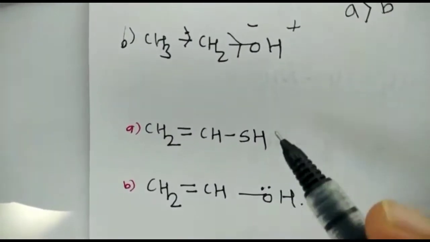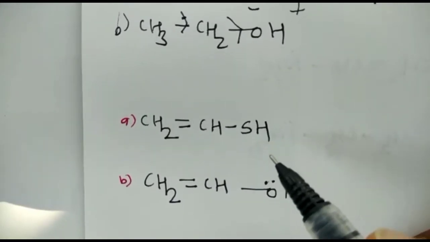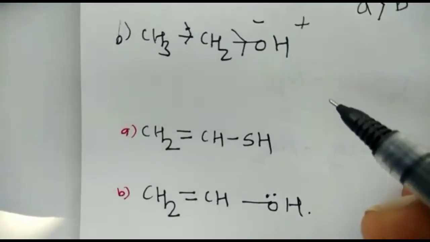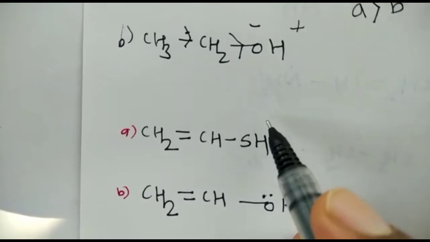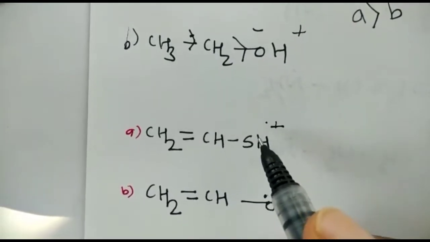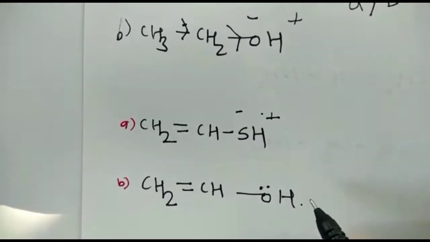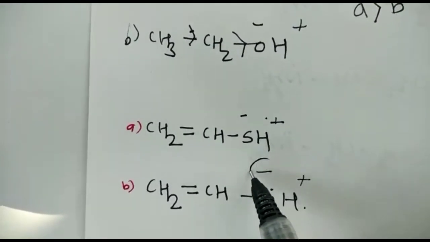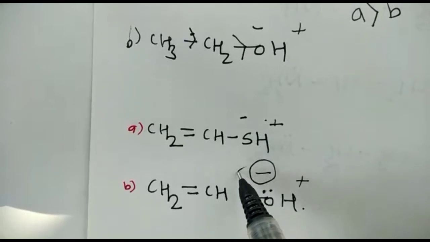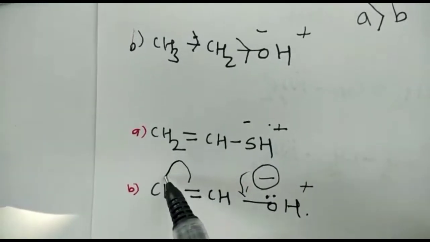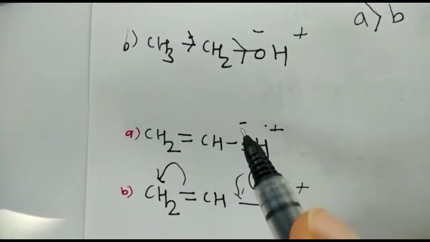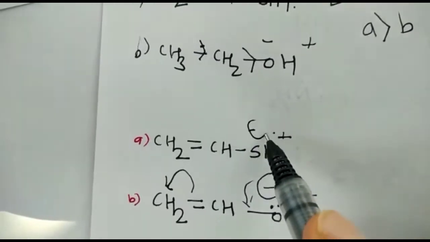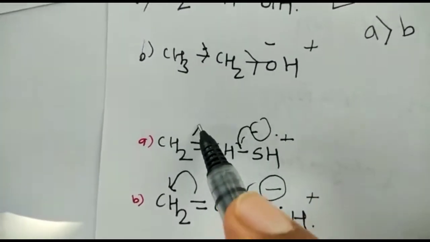See, it will give these kinds of structures A and B, and they will ask which one is more acidic in nature. It can dissociate into H plus and S minus, forming H plus and this minus. But in this case it comes into resonance, and the bond shifts to here. Again, it comes here, and the bond shifts to here.